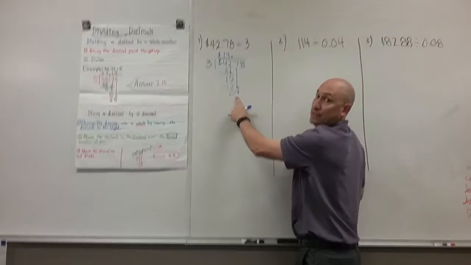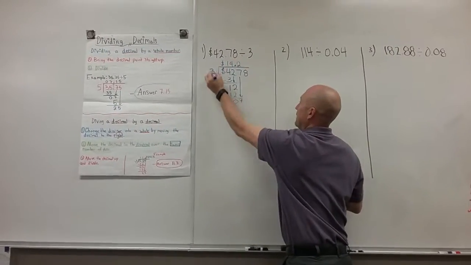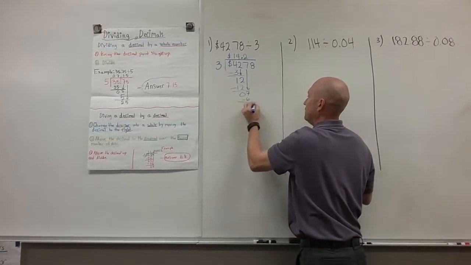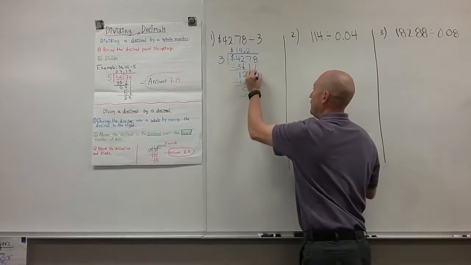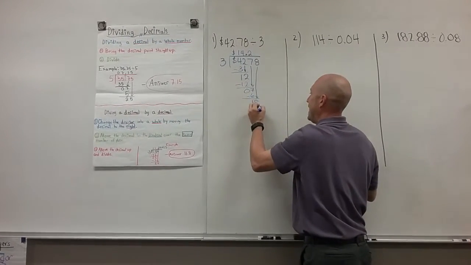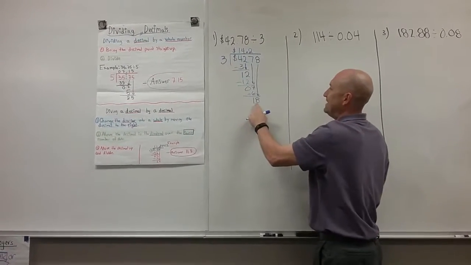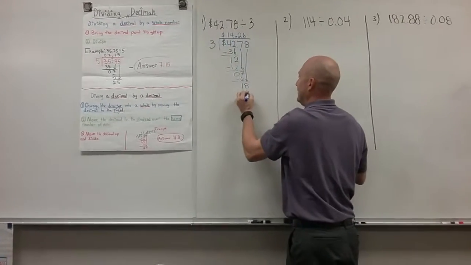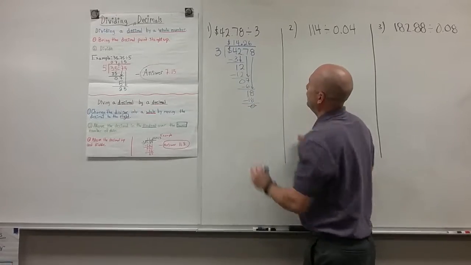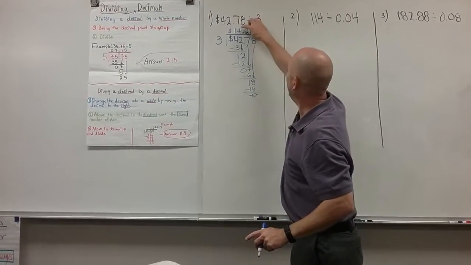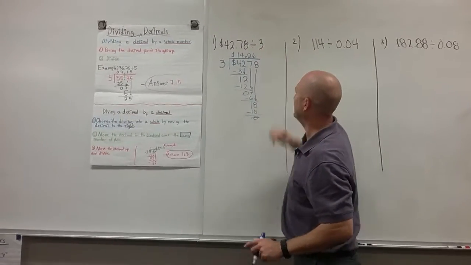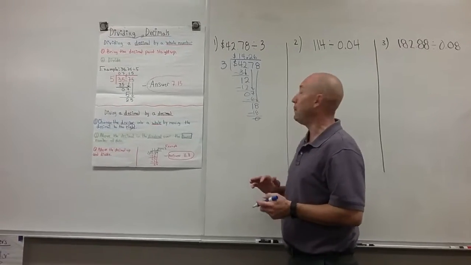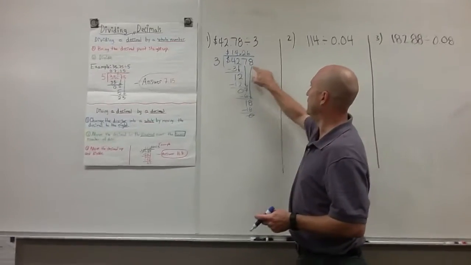3 goes into 7 2 times. 2 times 3 is 6. Subtract those and get 1 left over. And lastly, bring down your 8. And 3 goes into 18 6 times. 6 times 3 is 18. Nothing left over. So I know that I've got $14.26 when I divide it 3 ways equals 42.78.